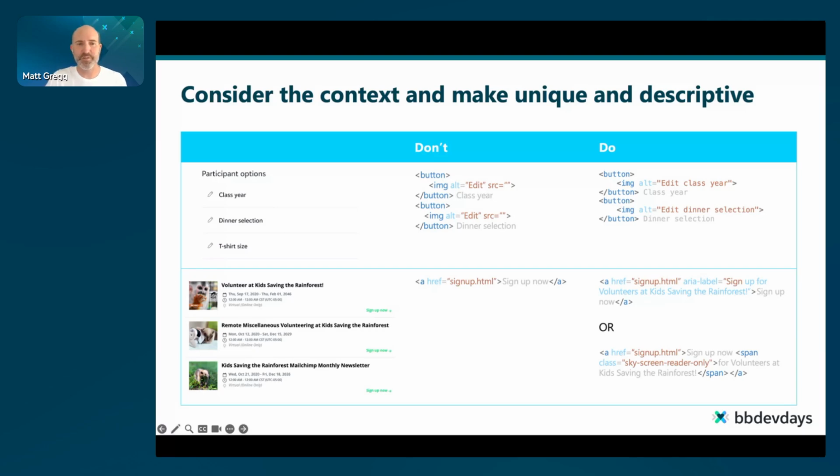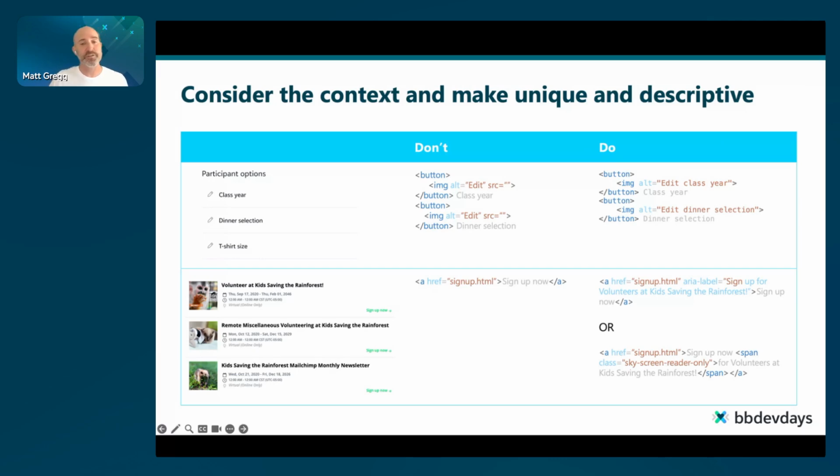There's a couple different examples here on the right that this can be done, but adding in that context is really that general principle. So you can do that with an ARIA label, just adding in sign up for what it's about. If there's context, like in this case with volunteering at the Kids Saving the Rainforest. Or another technique for doing this is to actually have that text in the link itself. So sign up now for volunteers at Kids Saving the Rainforest, you can see in the lower right, but actually hide that off screen.